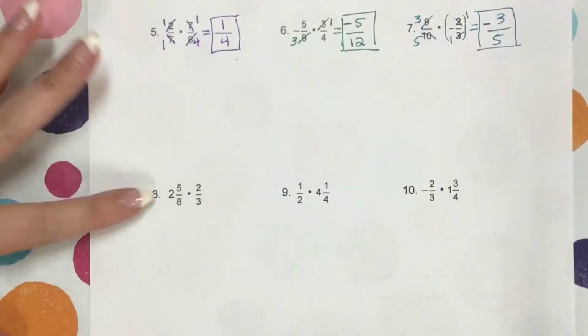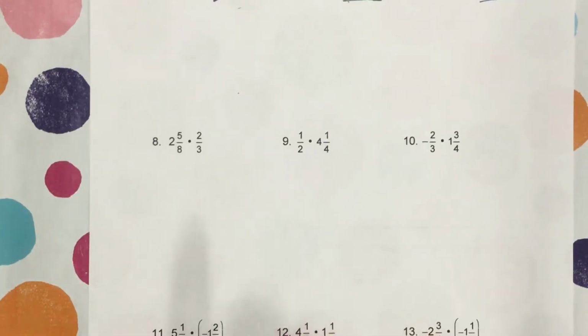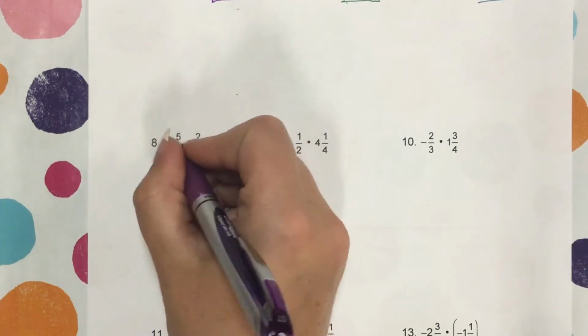Okay, on to problem number 8. 2 and 5/8 times 2 and 3rds times 2/3. And there is a mixed number. So the first thing we must do is change that into an improper fraction. So we need to multiply and then add.